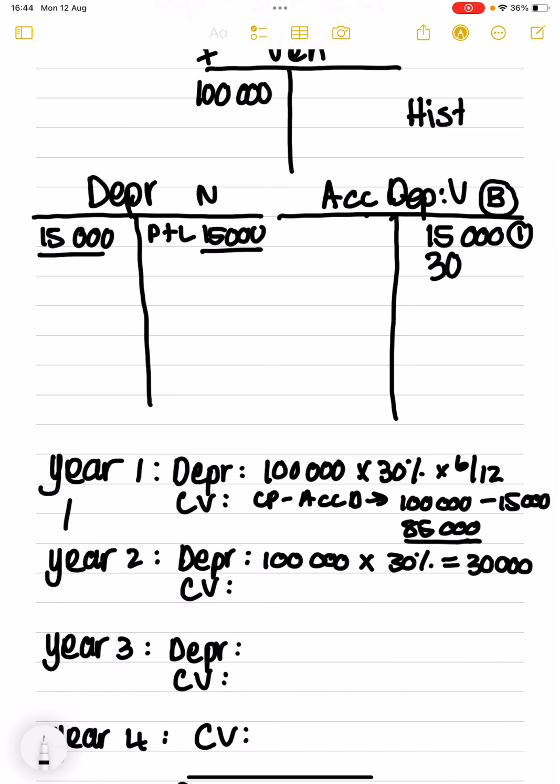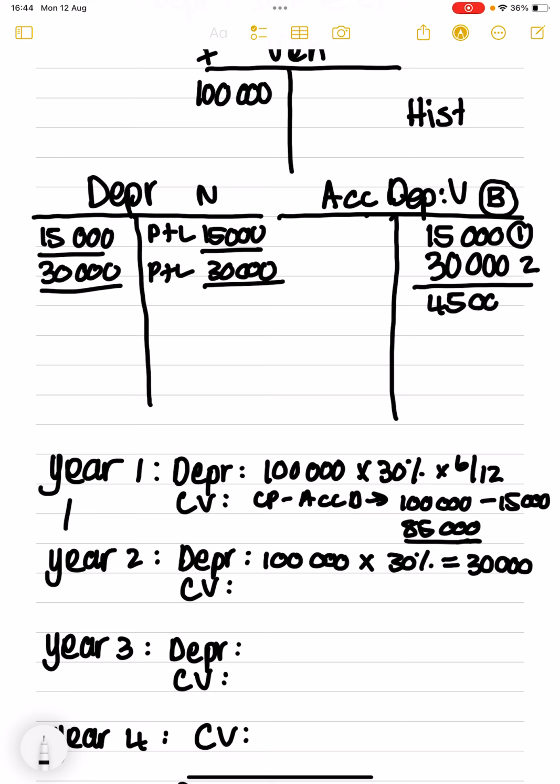It looks like I did something wrong, but there's your 30,000 Rand. So this is year two. I credit accumulated depreciation and I'll debit my depreciation again. And this one again will close off to profit and loss like every year, meaning the expense is closed off, but the amount that we depreciated the vehicle at the end of year two is 45,000 Rand. So your accumulated depreciation balance is now 45,000 Rand.